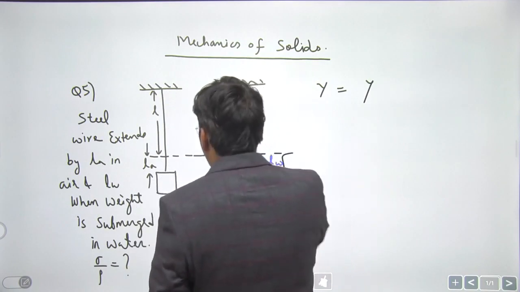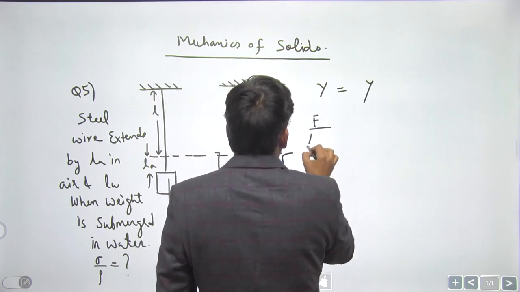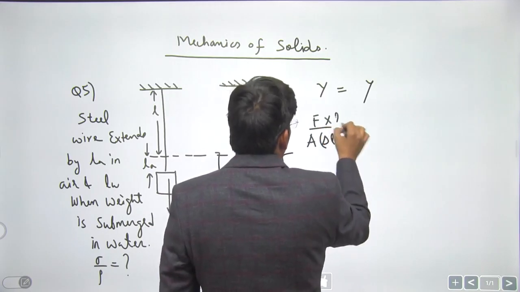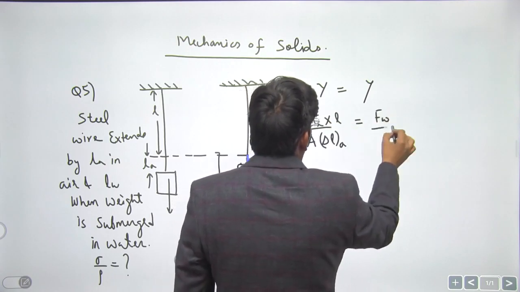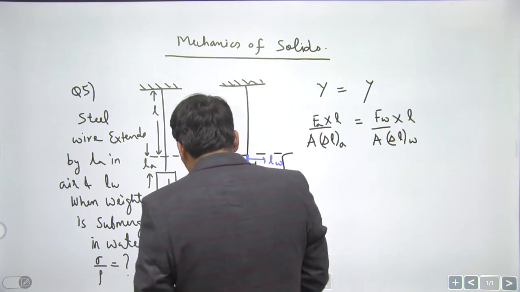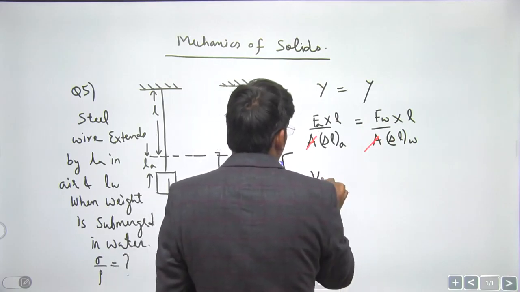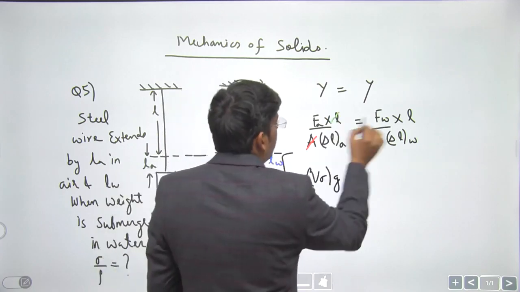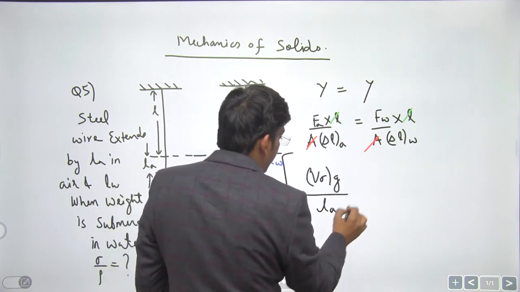Now, Young's modulus is going to be force upon area, change in length in air, original length. Let this be for FA. Force in water upon area, change in length in water, original length. So area of cross section is gone now, right? Force in air is equal to weight of the bob, which is volume into density, mass of the bob into acceleration due to gravity. I am sorry, length is also gone, right? And extension in air is LA, right?